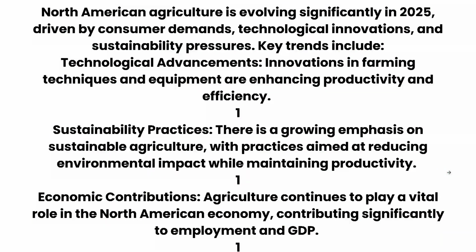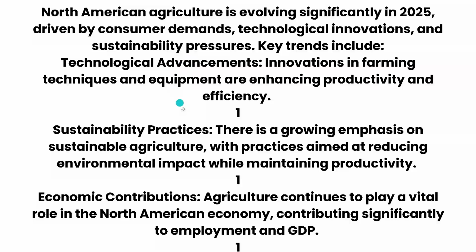Next, North American agriculture is evolving significantly in 2025, driven by consumer demands. What people like, they will see in surveys and then they will try to cultivate those. Innovations and sustainability pressures. What is sustainability pressure? Where population is more and what they need for their sustenance, they will try to innovate, invent more things so that cultivation is done in a particular land.